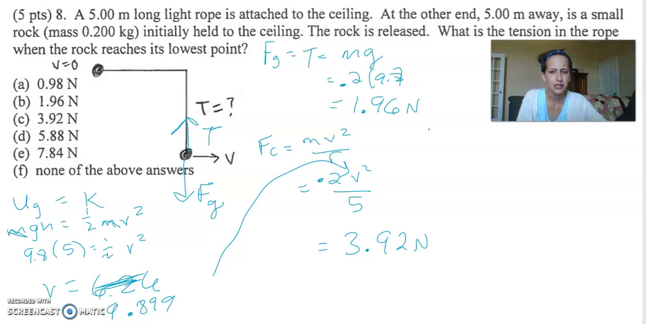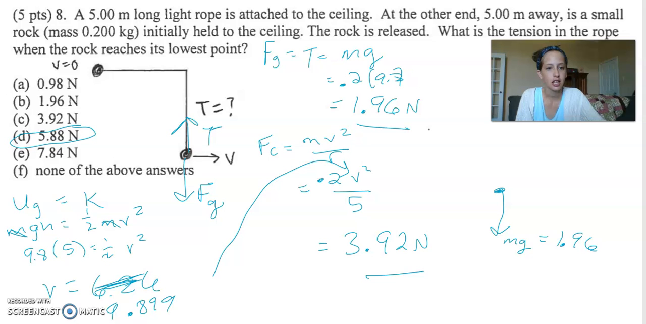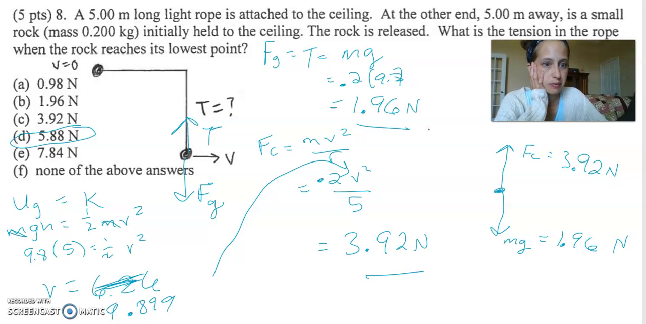Nope. Answer key says the answer is D. And that's what you get when you add these numbers together. I think they're saying we've got mg going here, and that's our 1.96. And I know we have our centripetal force here, which is 3.92. But those are going opposite directions. If anything, you should subtract them to see what's left.